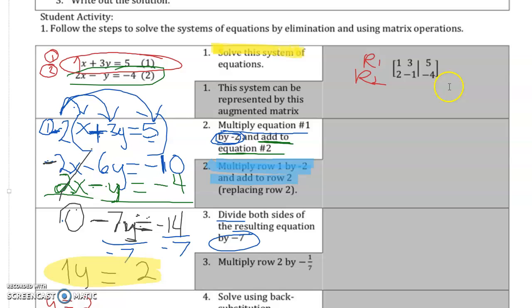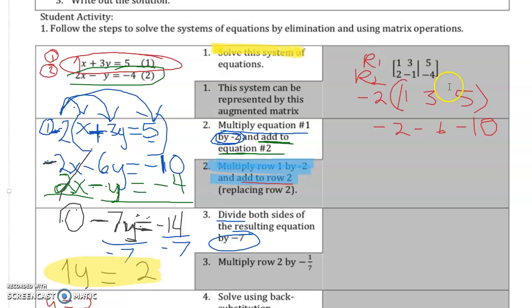And so if we do that, let me write down the numbers from row 1. So we have a 1, a 3, and a 5, and we're going to multiply those numbers by -2. So -2 times 1 is equal to -2. -2 times 3 is -6. -2 times 5 is -10. And so now what we have to do is, what it says here, add to row 2.